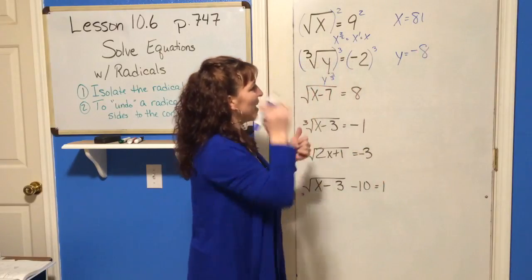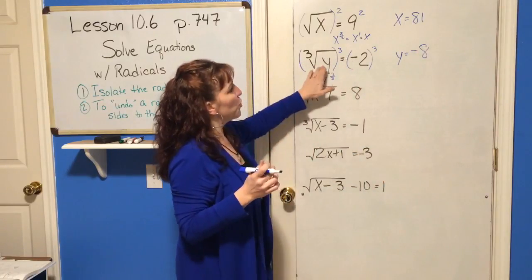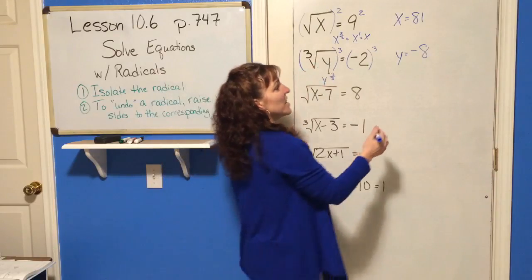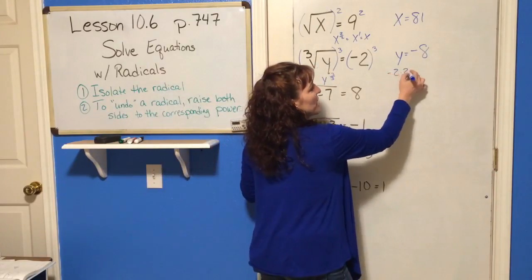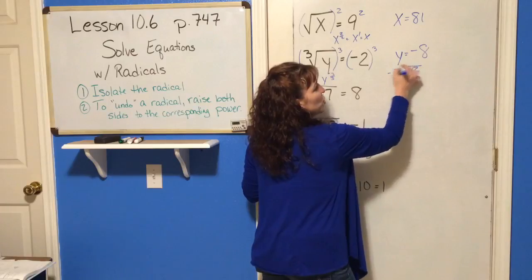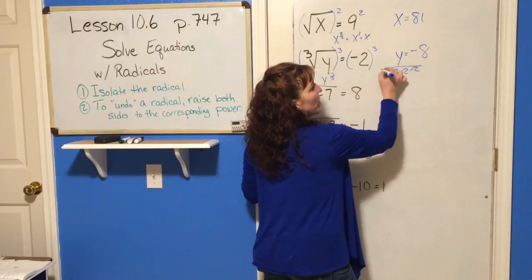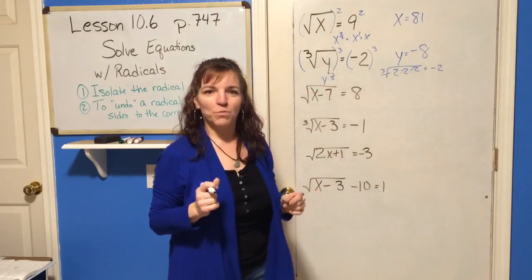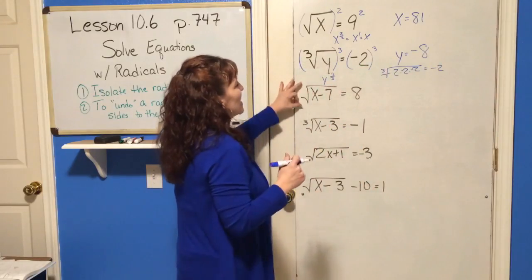And so we put it back in just to be sure. The cube root of negative 8 is negative 2 times negative 2 times negative 2. And there is a triple. So we have negative 2, and that is true. So we're good to go. Move on. Okay?